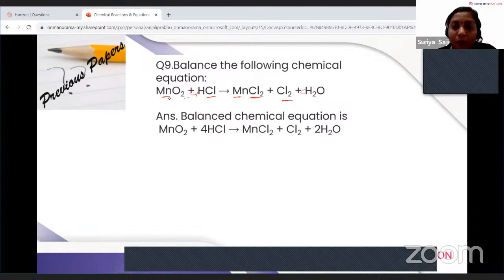First, we will take the less common elements and check whether that is more in number or not. If that is more in number, then we will go with the atom that is more in number. So like that.